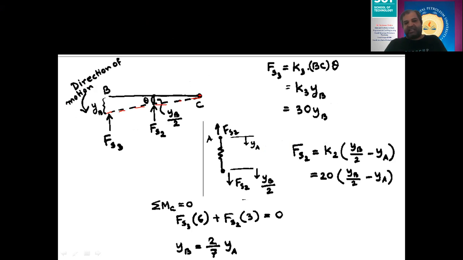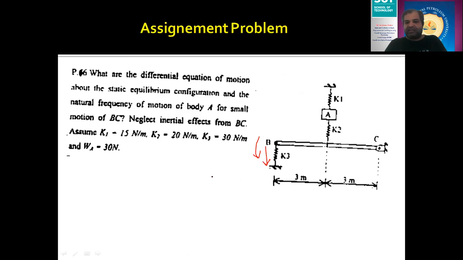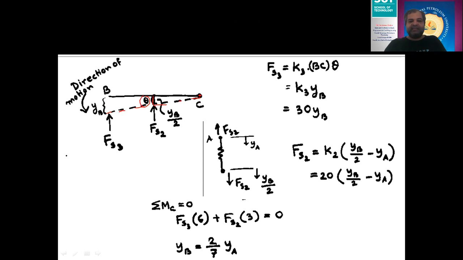If I take the displacement of this BC as an angle theta, then this is the angle theta I am considering. Then I need to see what forces are acting here. On this lamina, the first force is from the spring K3. The spring force acting on this side, Fs3, is opposite to the direction of motion, and it is generated by spring number 3.